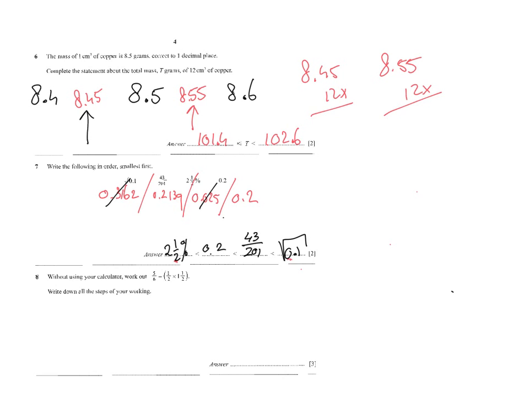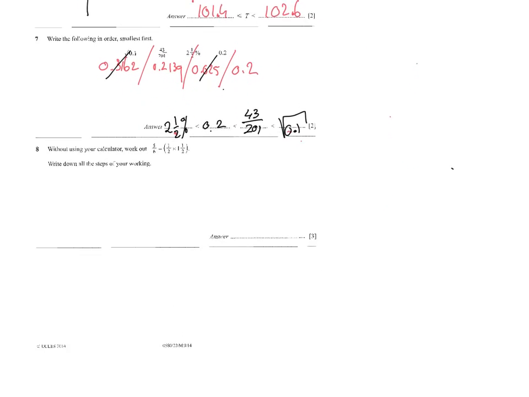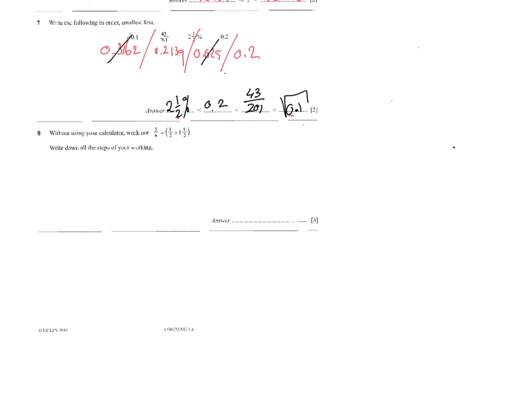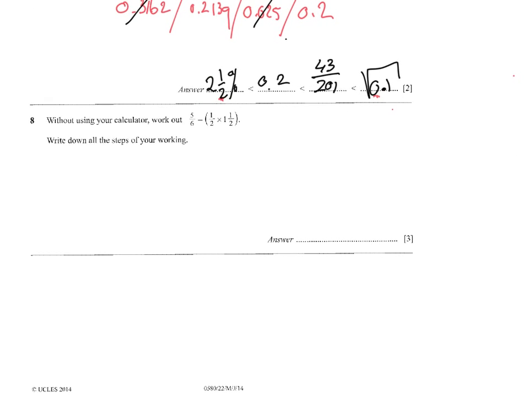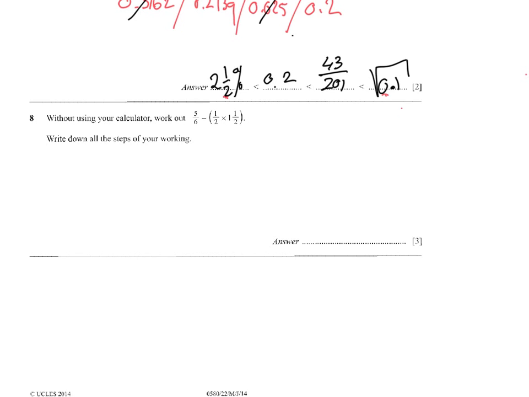Okay, question 8. Without using your calculator, work out, and they give you this expression. Write down all the steps of your workings. Okay, make that a little bit bigger for you. There we go. Now, of course, considering you have a calculator next to you, you are allowed to use it to check your final answer. Or if you are stuck, perhaps to give you some inspiration of how to continue. But you have to write down all the workings.